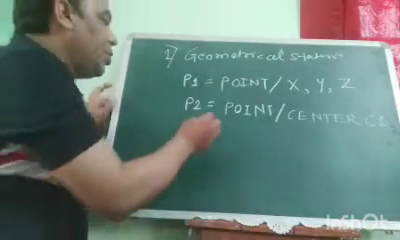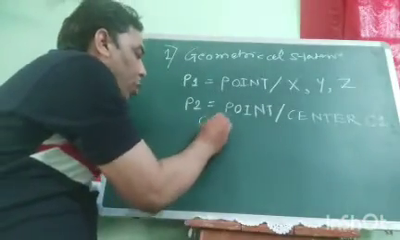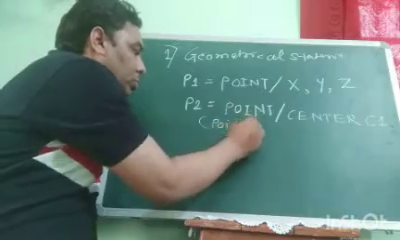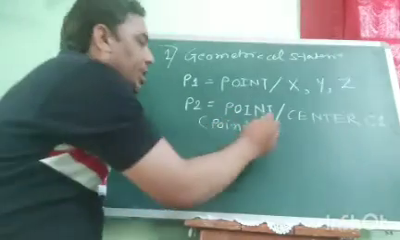Now what is the interpretation of that syntax coding? That is a point at the center of the circle.